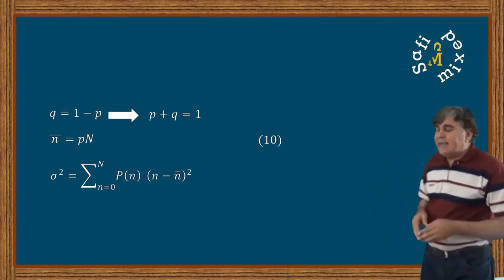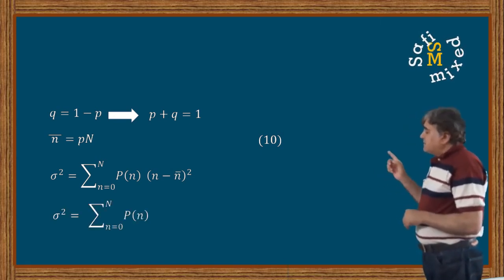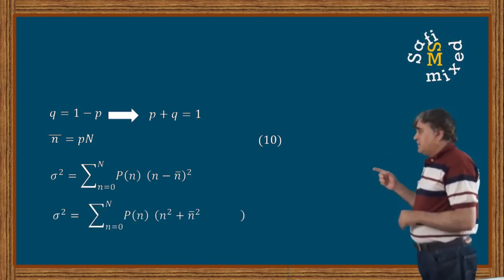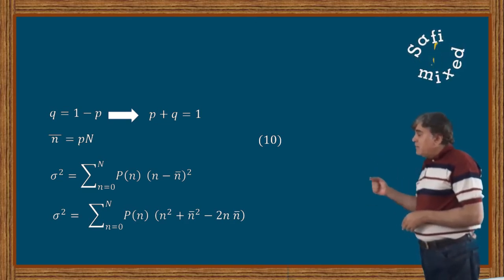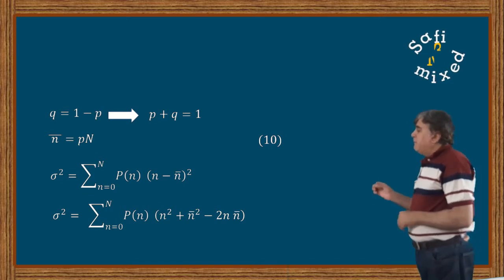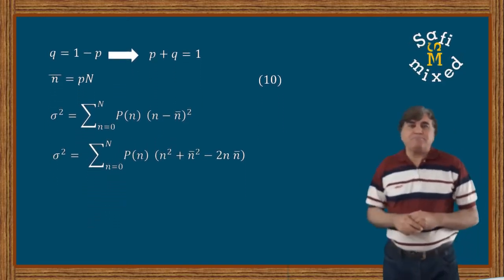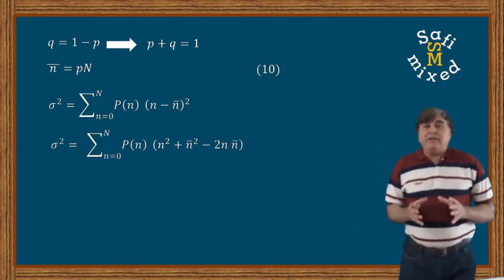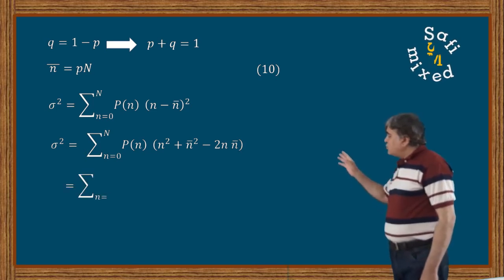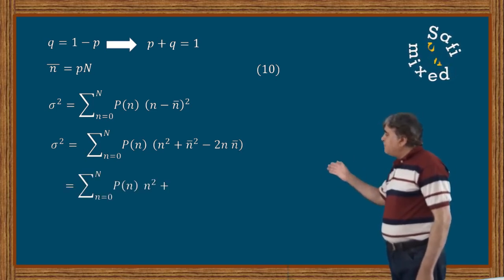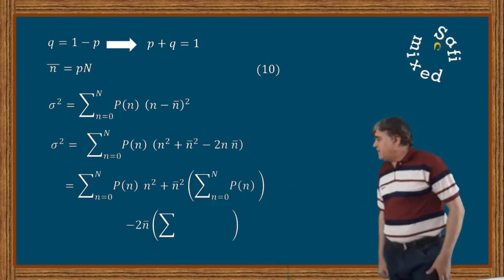That is, I can write sigma square equals summation from n equals 0 to capital N p of n times n square plus n bar square minus 2 times n bar n. Now opening the bracket and counting individual terms, I can multiply summation n is equal to 0 to N p of n with each term and can write the equation finally into this form.